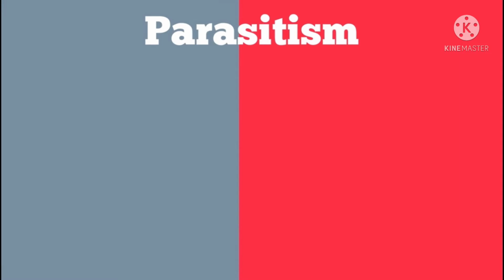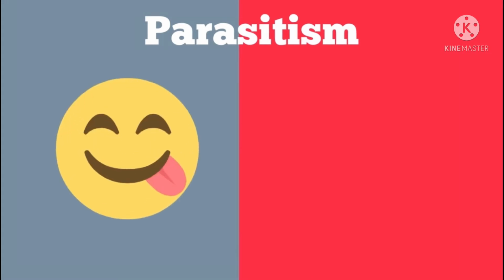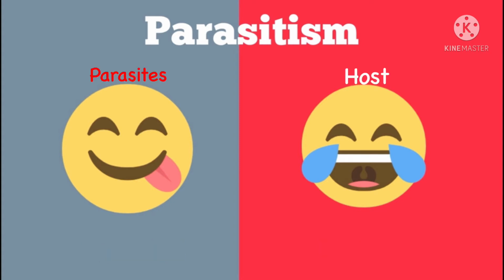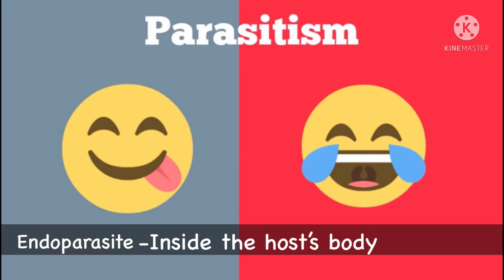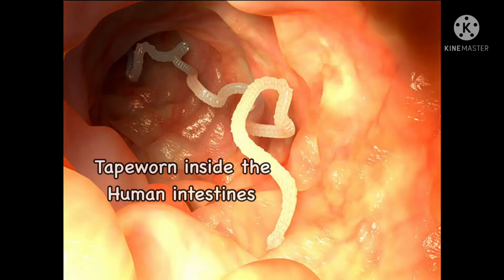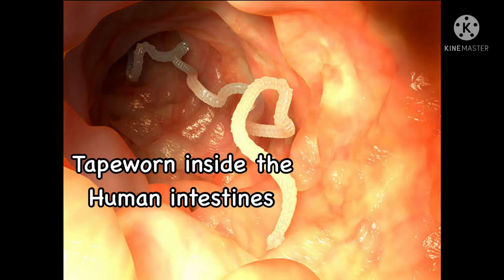Another type of symbiotic relationship is called parasitism, where one organism is benefited from the relationship while the other one is harmed. The organism that is benefited in the relationship is called the parasite, while the one harmed is called the host. Parasites may live inside or outside the body of the host. A parasite found inside the host is called an endoparasite. The word endo means inside. An example of this is a tapeworm found inside the human intestines.